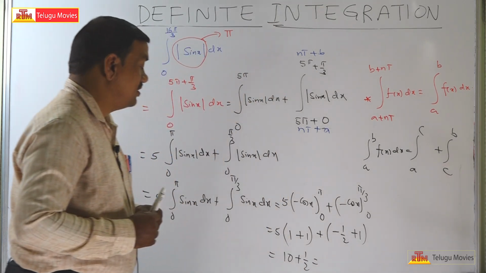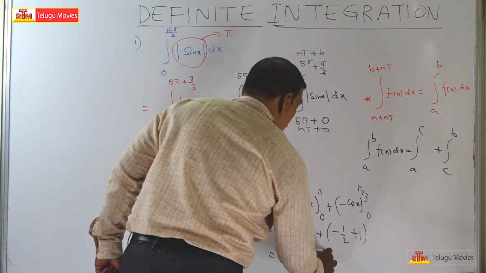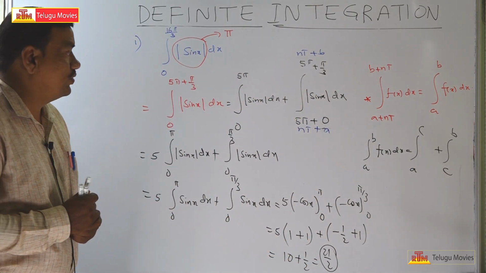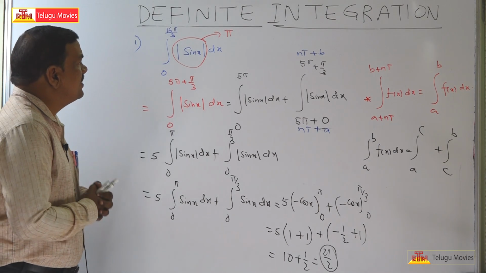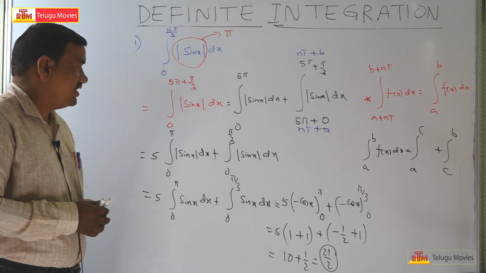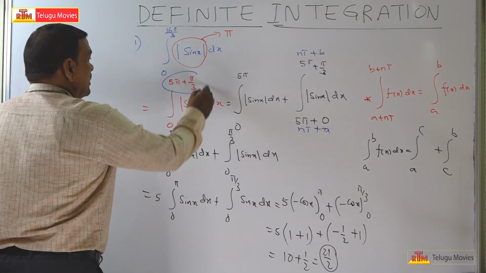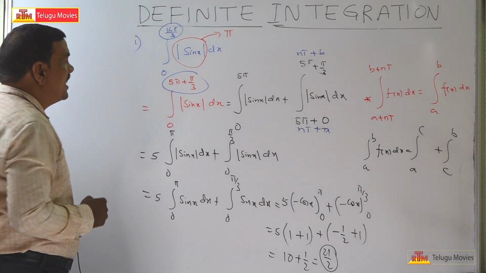So altogether the answer is 21 upon 2. This will be your final answer. 21 upon 2 will be the final answer. So it is a very nice problem. The first thing is separating like this. Separating like this is important. 16 pi by 3 I separated into 5.